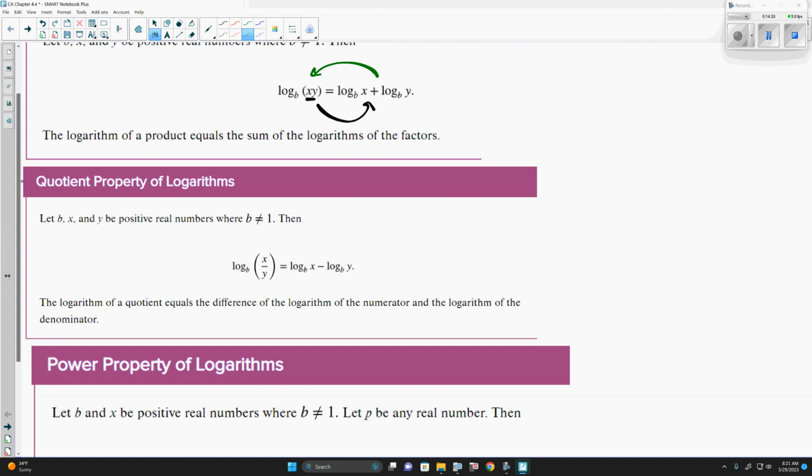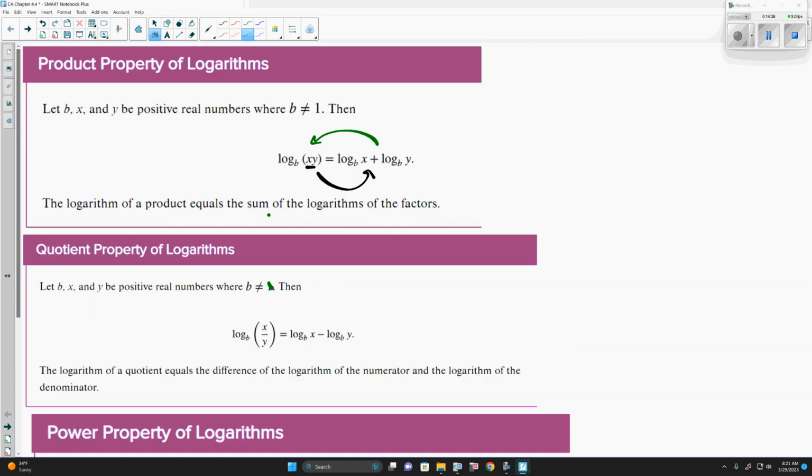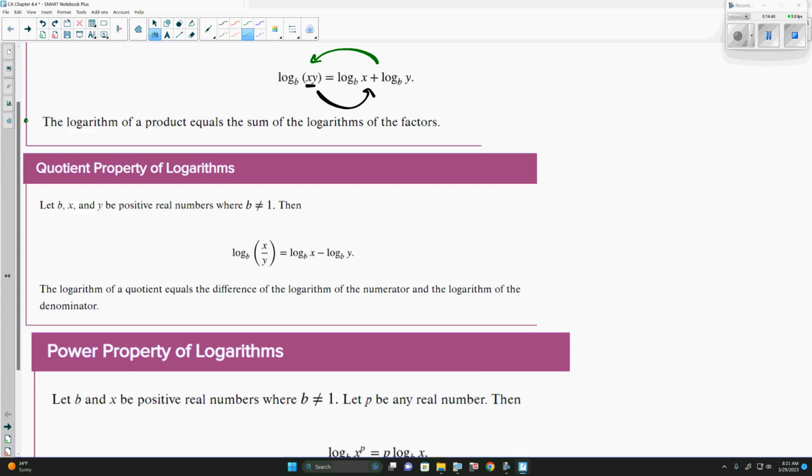If we have 2 things being divided inside the log, we can rewrite it as subtraction. Or if we have 2 logs with the same base being subtracted, we can rewrite it as division of what's inside the log.